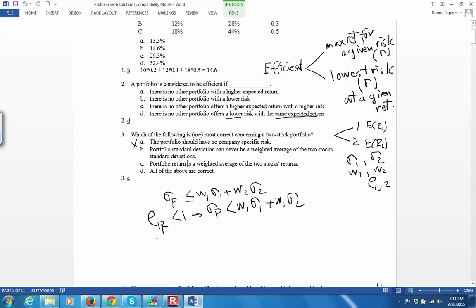However, if the correlation between the 2 stocks is exactly equal to 1, meaning the 2 stocks are perfectly positively correlated, that would mean there is no benefit of diversification. When you combine the 2 stocks, the risk of the portfolio is exactly equal to the weighted average of the standard deviations, W1 sigma 1 plus W2 sigma 2.